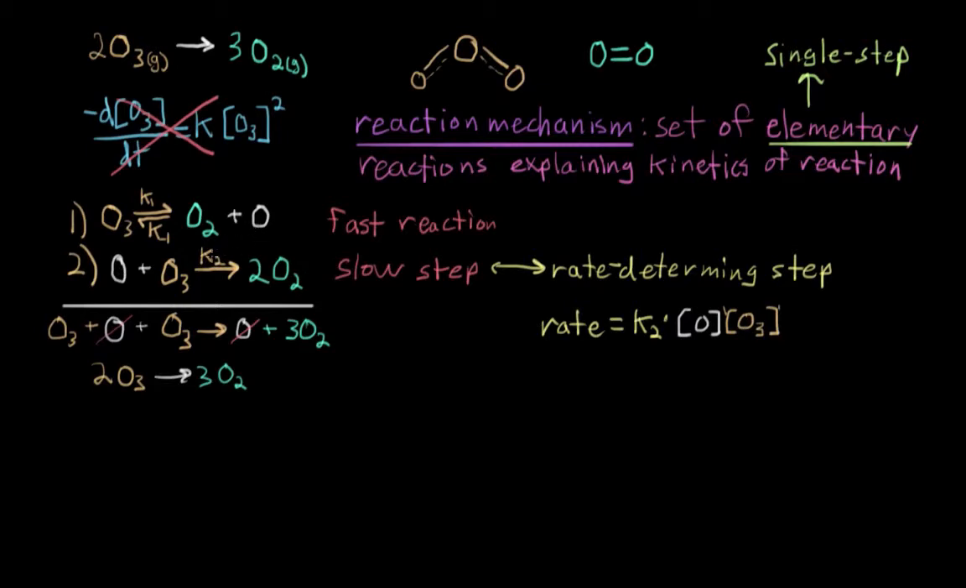So we're going to have to do some math to figure out a way of getting rid of this oxygen atom in our rate law. The way that we can do that is by writing the mass action formula for the first reaction. This is our fast reaction.